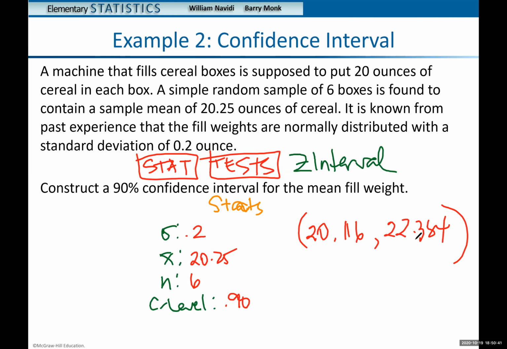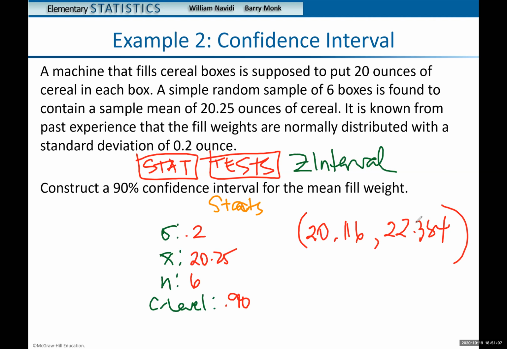So meaning this is the interval. And also, I will accept if your final answer is like this, 20.116, 22.384. You just copy it from the calculator. But make sure that you know how to interpret this. We are 90% confident that the mean weight is between 20.116 and 22.384. Okay?